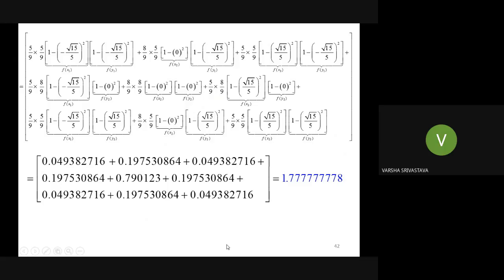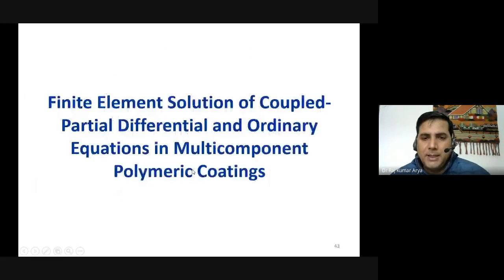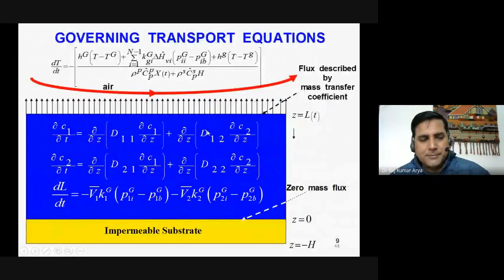Yes, sir. Right? So this way you are integrating your double integration. We will end here, and in the next class we will talk about how to solve our equations, the ones we were talking about in the beginning, right? Fine.